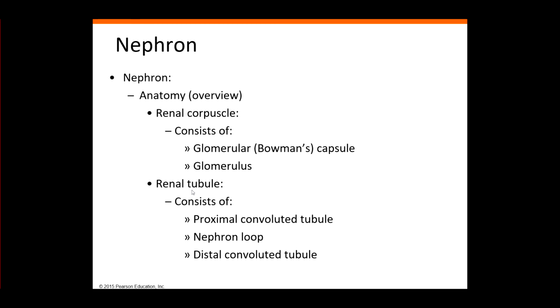Then we'll take a look at the renal tubule, and that consists of three parts: the proximal convoluted tubule, the nephron loop, which is what we used to call the loop of Henle, and we hear that still from time to time. And then the third part is going to be the distal convoluted tubule. So let's begin with the renal corpuscle first and look at the glomerular capsule and the glomerulus.